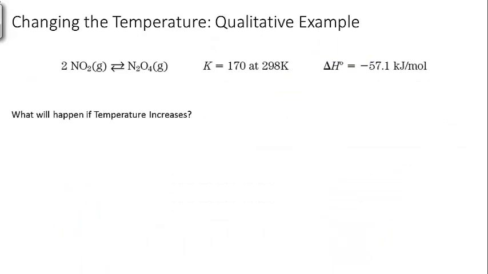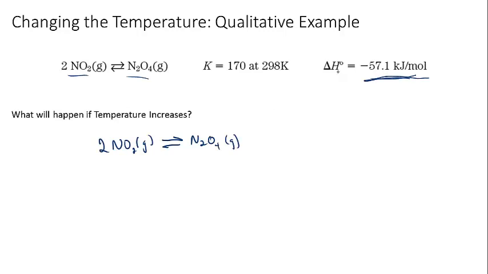Okay, so first let's think about it in terms of a qualitative idea, and then we'll look at a numerical treatment of this. First of all, we have our NO2, N2O4 equilibrium, written with the NO2 as the reactant, N2O4 as the product. Delta H for that reaction is known to be minus 57.1 kilojoules per mole, so it's exothermic. So a handy thing to do is to rewrite the equation with heat on the side where you'd find it. It's an exothermic reaction, so heat is a product.